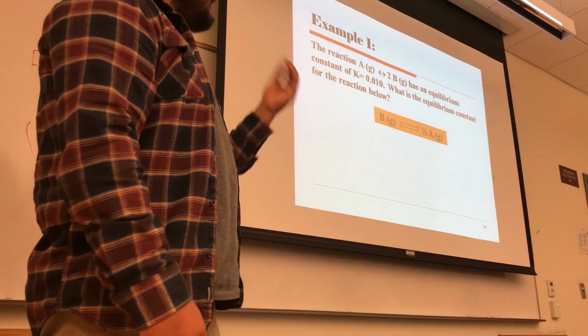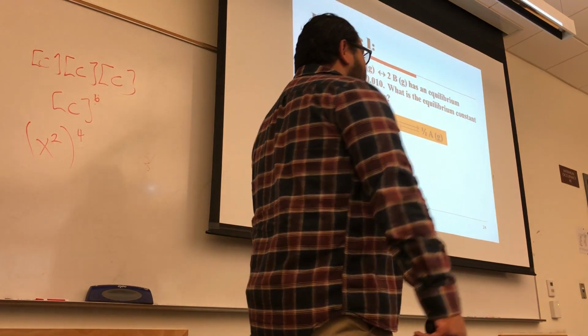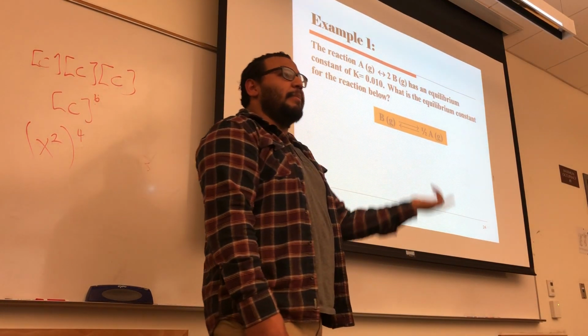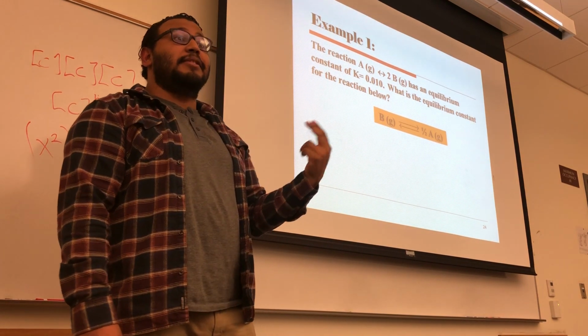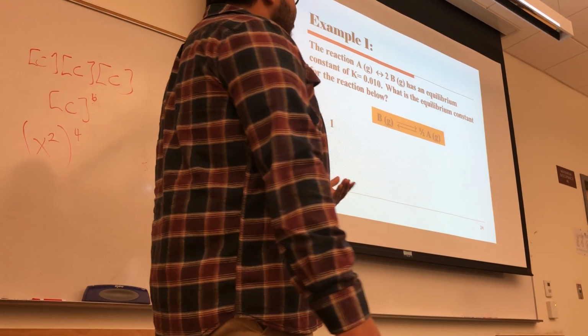So if I'm getting the inverse, and what about the coefficients? We've halved it, so what do we do for the power? We raise it to, we square root it. Square root. What would be my equilibrium constant?